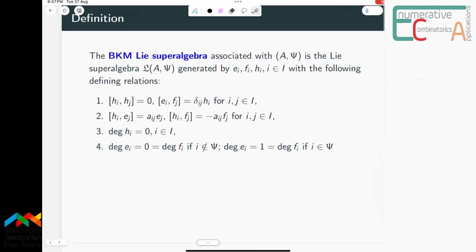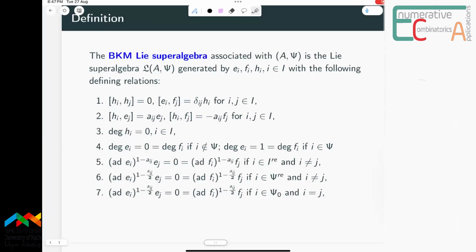Now the BKM Lie superalgebra. We can consider it as taking a free superalgebra and imposing some relations. So we generate a free algebra by taking Chevalley generators e_i, f_i, and h_i corresponding to i belongs to I. These are the necessary relations that we need to decompose this into root spaces. This gives the triangular decomposition. Next, these relations give us the complete structure of the BKM superalgebra. So we can just assume we take a free superalgebra and impose some relations. That will give us some BKM superalgebra.